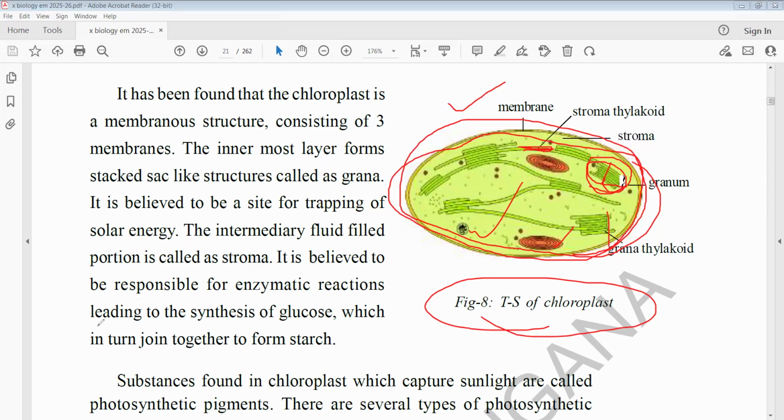This is most important. Why? Because in the grana thylakoids, the enzymes ATPase and other enzymes are located, so photosynthesis is carried out on the thylakoid membrane only, on the surface of the membrane. On the surface of the membrane, pigments are present. Just now we studied chlorophyll A and chlorophyll B. These pigments are present on the thylakoid membrane, and then they carry out photosynthesis.